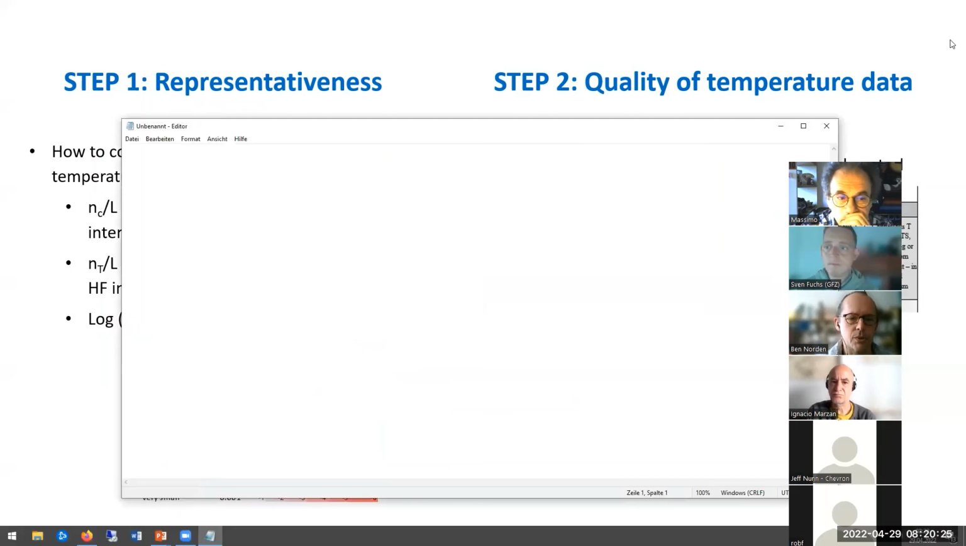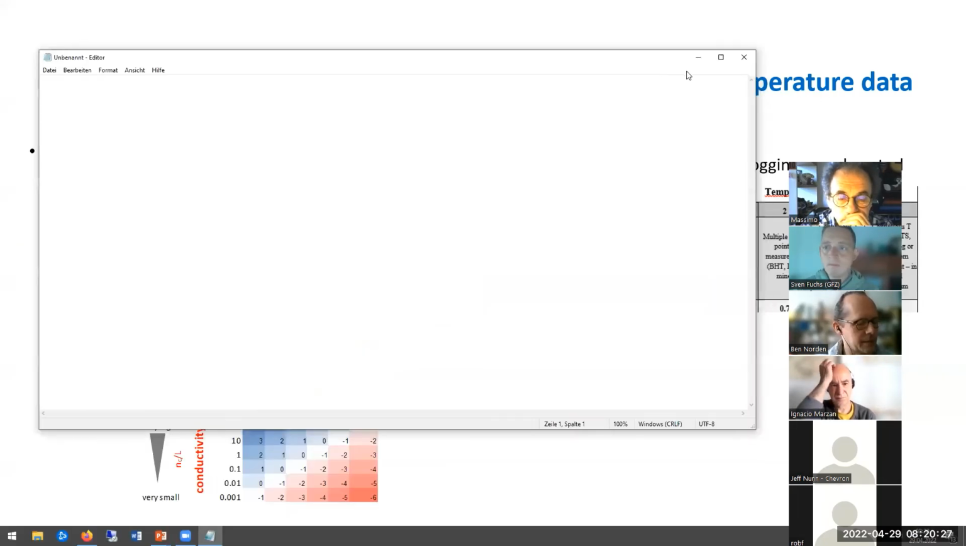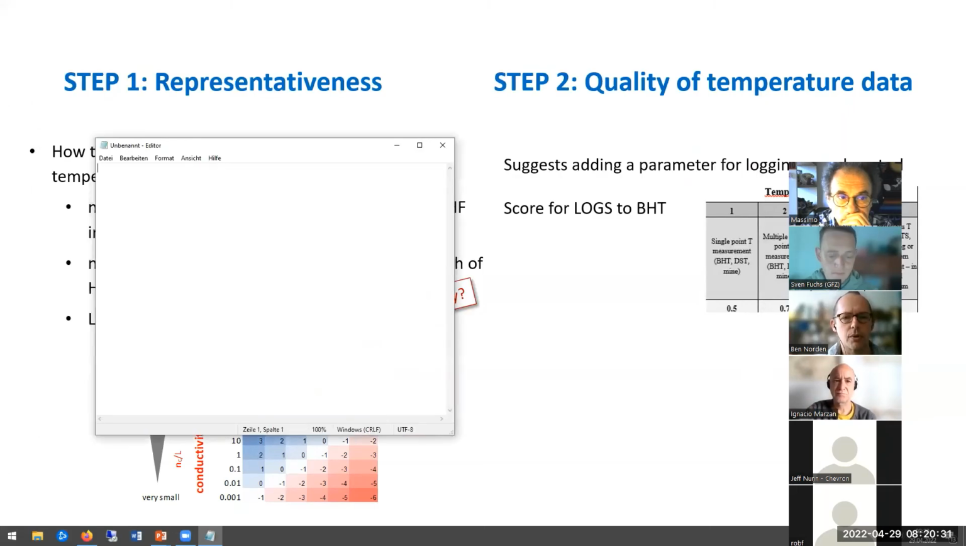So I think we should stay to what is possible and helpful for 80–90% of the data we have. I've got the feeling if we make it too complex, then it will not be helpful anymore.